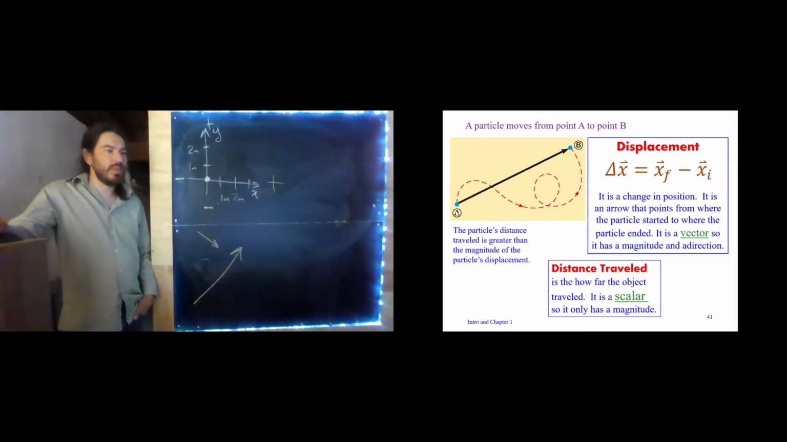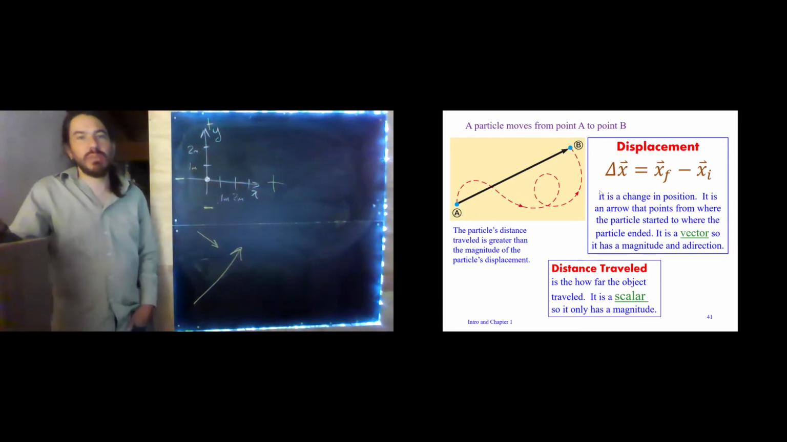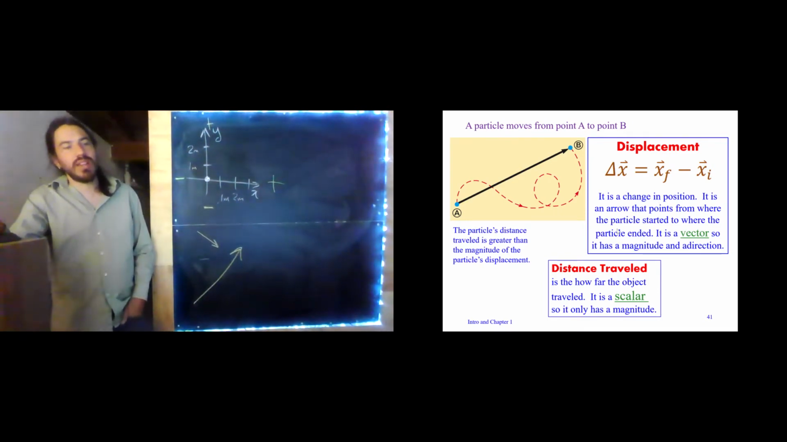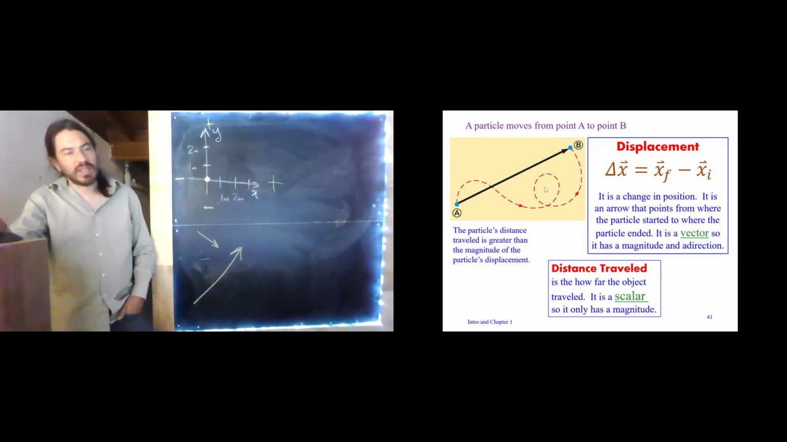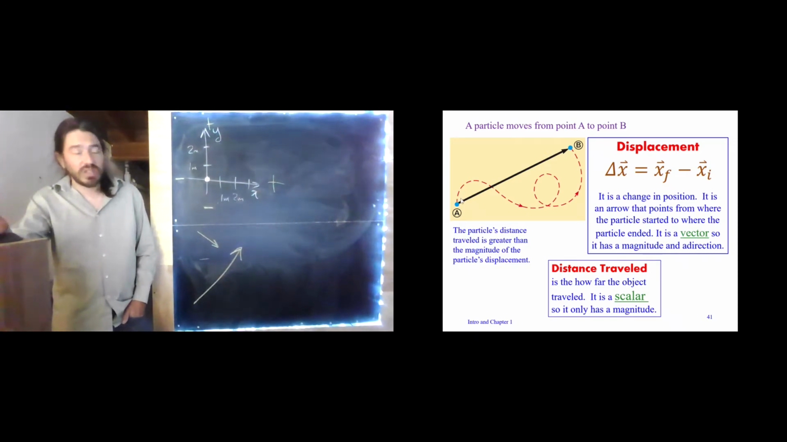Displacement is a vector, as I just mentioned. So let's say I have a particle that moves from point A to point B. The particle's distance traveled is much greater than the magnitude of its displacement. Why? Because displacement is a change in position. It is an arrow that points from where I started to where I ended. And since it's a vector, it has a magnitude and a direction. So looking at this little path here, the distance traveled would be the total length of this line right here, whereas the displacement's magnitude would simply be the length of this arrow, and the direction would be pointing directly from A to B.